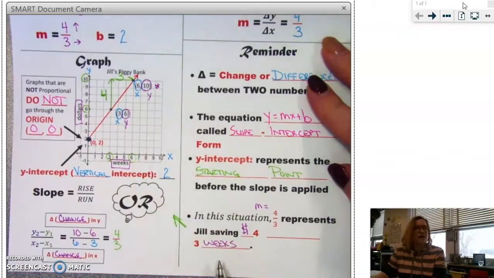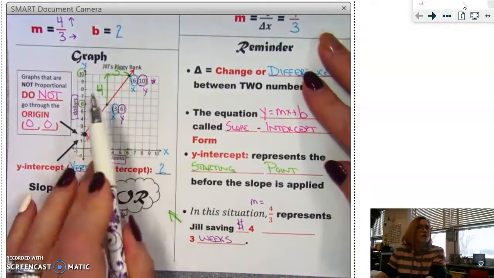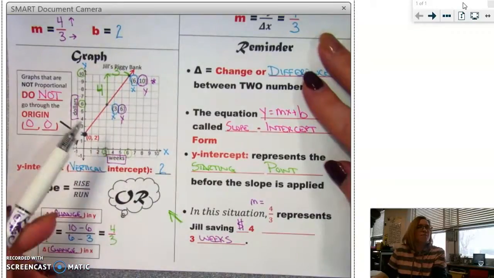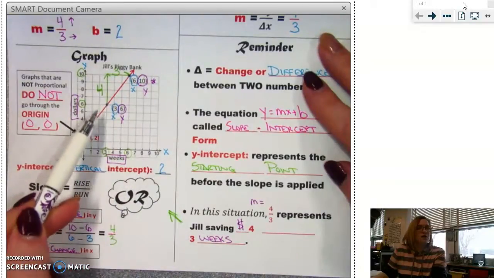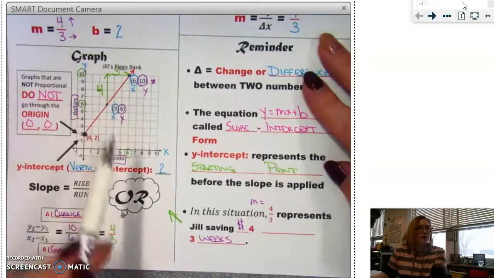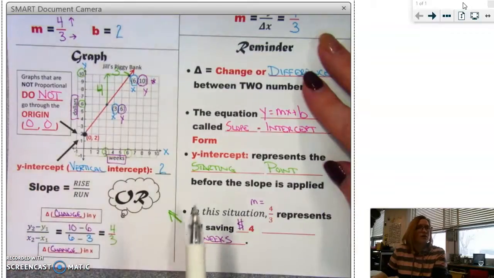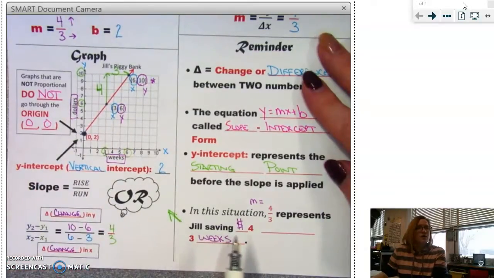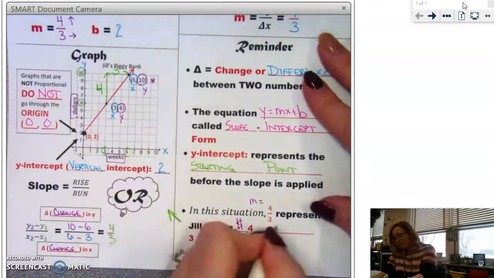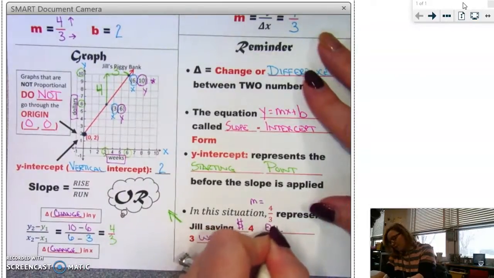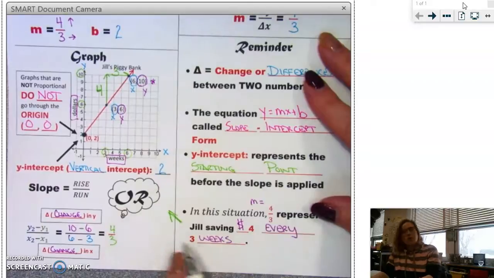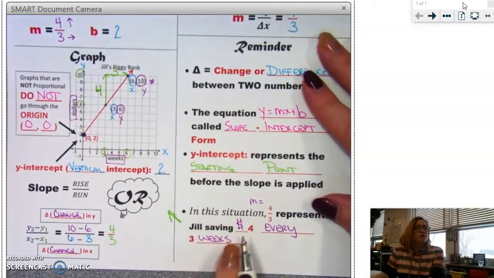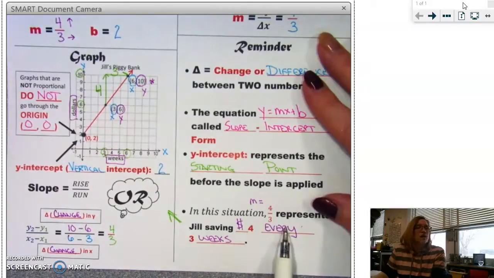So putting this all together, in Jill's savings, because this is her piggy bank, so obviously she's putting money into her piggy bank because her piggy bank is increasingly getting more and more money as the weeks progress. So Jill saving $4 every 3 weeks. And if it was 1 week, you'd say $4 each week. Could be the change of that terminology, or every 1 week would work too.